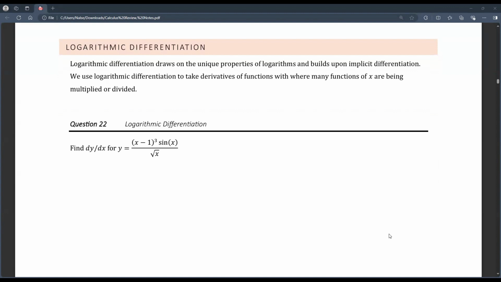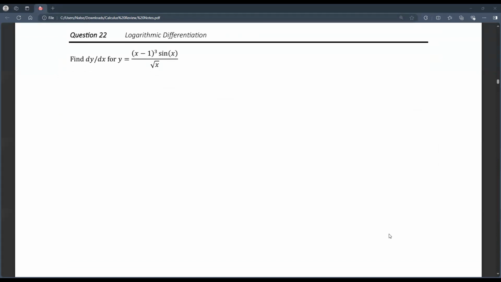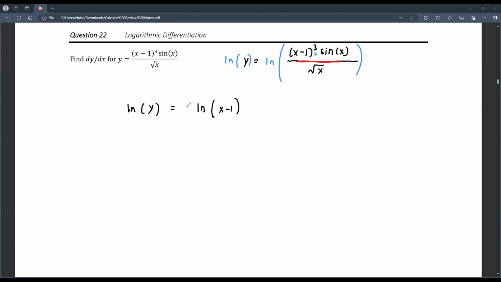Logarithmic differentiation. This advanced differentiation technique draws on the unique properties of logarithms and builds upon implicit differentiation. Here we use properties of logarithms to expand out clunky functions with lots of multiplication and division, so that we do not need to use product and quotient rule. In question 22, let's take the ln of both sides of the equation. Then, let's expand out the right-hand side as much as possible. Remember that multiplication inside logarithms leads to addition between them, and division inside logarithms leads to subtraction. Remember also that the exponents can come out in front of each logarithm, which is especially helpful for radicals.